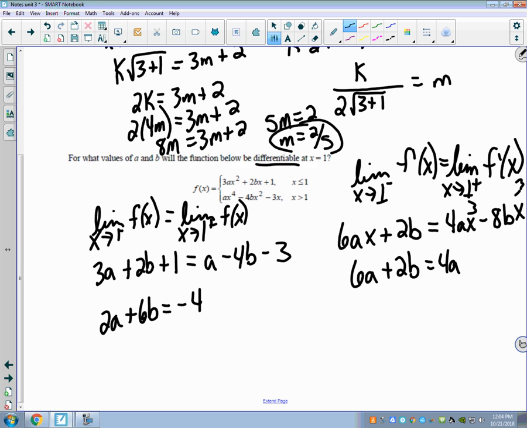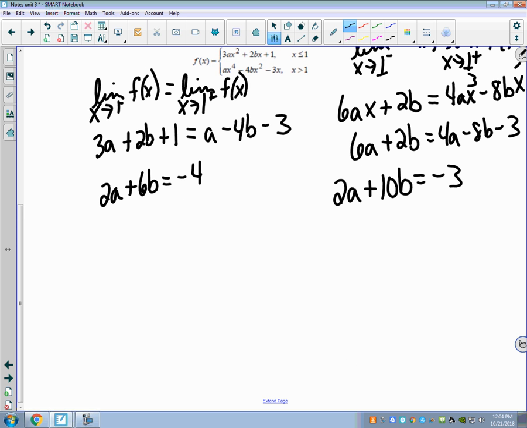And then at x equals 1, right? So that's where you get rid of the x's. It's just 6a plus 2b equals 4a minus 8b minus 3. So we can put those together. So I can subtract the 4a over. That would be 2a. I can add the 8b over, and I think that would be 10b equals negative 3. And now, instead of solving for one, I think this works out really well to be elimination.